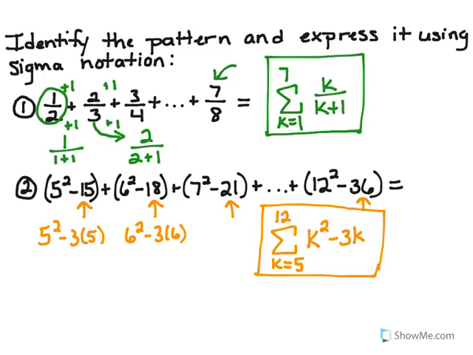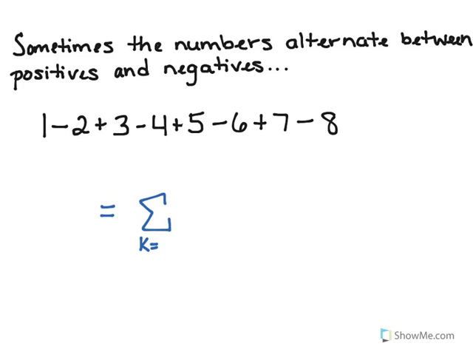One more example. Sometimes the numbers will alternate between positives and negatives, which makes writing the summation a little bit trickier. I'm going to have a -1 to an exponent in order to get an alternating sign. And that's because if I do -1 to an even number, I get a positive, and if I do -1 to an odd number, I get a negative. So I can get the alternating in there.